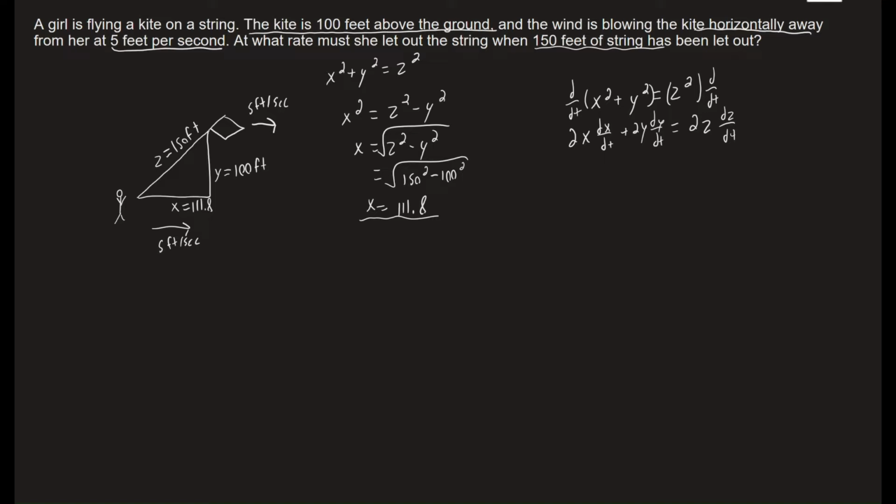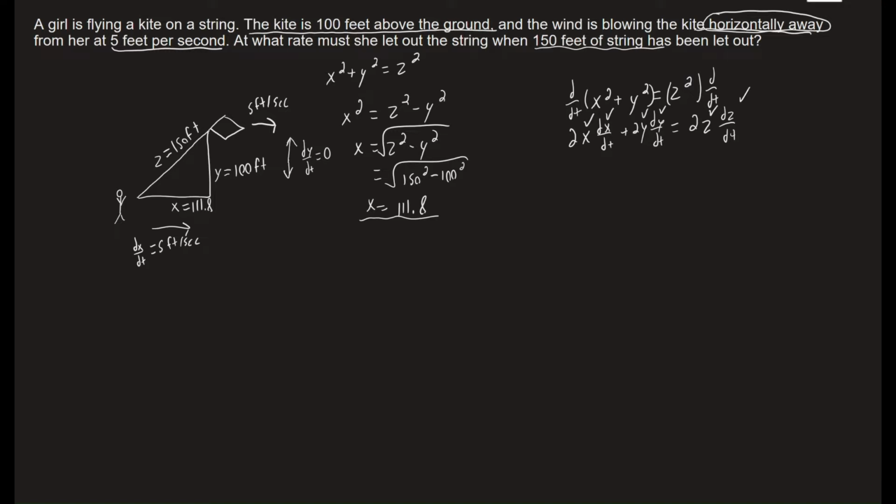So let's see what we have. We have x. We also have dx over dt because this is the rate at which the kite is moving horizontally, which the question gave us. So this is dx over dt. We have y. We also have dy over dt. In the question, it says that the kite is moving horizontally away from her, so you could assume that the kite isn't moving up or down. So then dy over dt equals 0. We also have z, and we're looking for dz over dt.